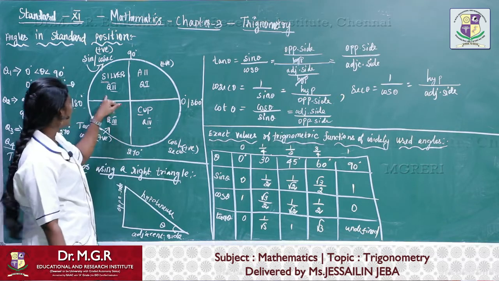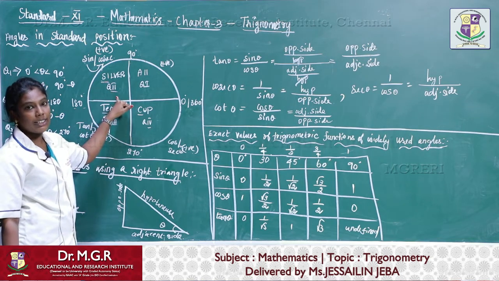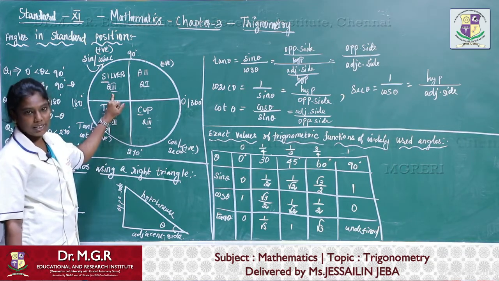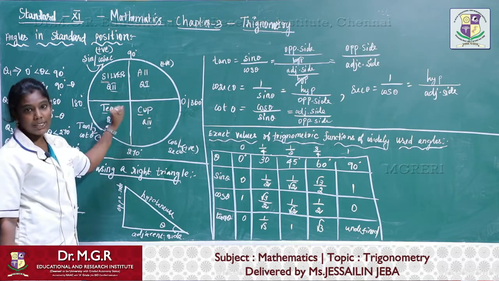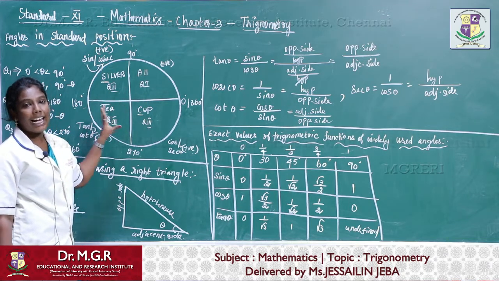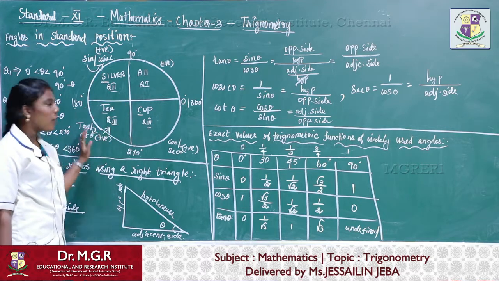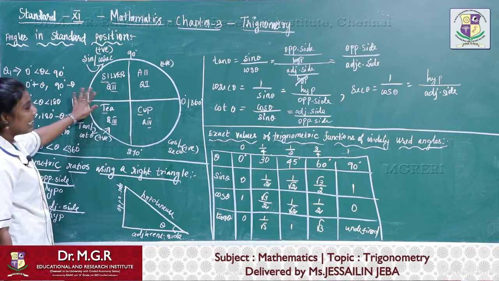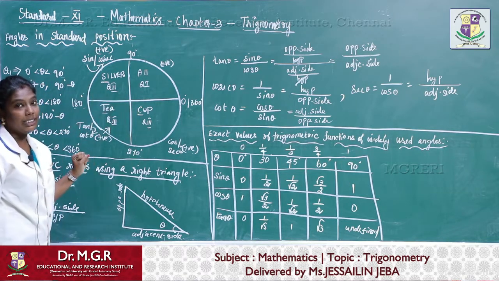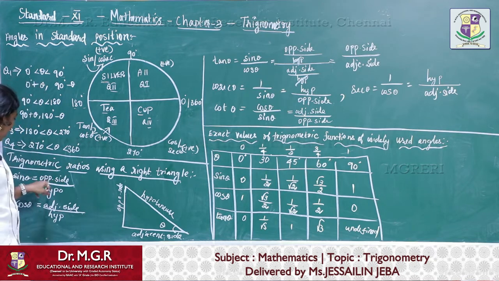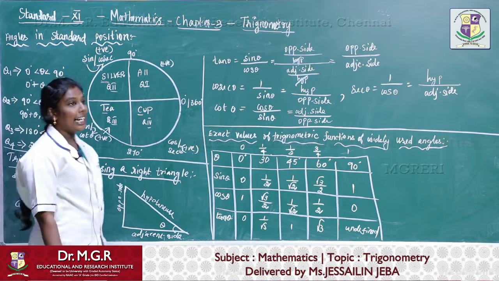Here also, sine and cosecant theta are only positive, other ratios are negative in the second quadrant. So these are all the quadrant names and the positive and negative ratios in each quadrant. So standard position is over. These are all the standard position angles. Next we are going to see trigonometric ratios using a right angled triangle.